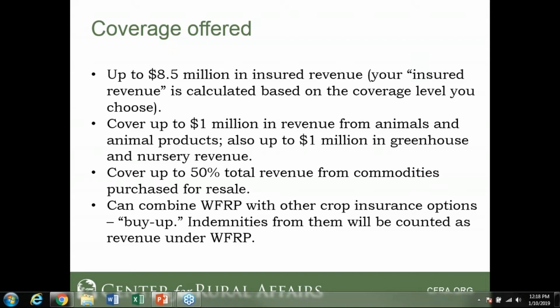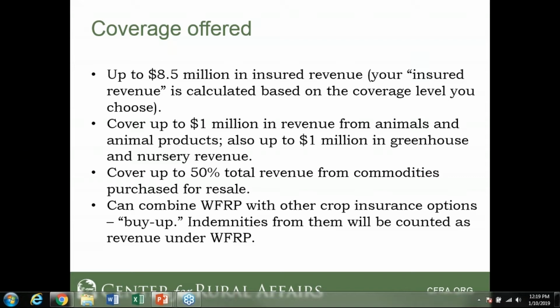You can also cover up to $1 million in greenhouse and nursery revenue. And the example that I heard from an RMA employee was this means bedding plants that are produced in a nursery, but it doesn't mean tomatoes that you grow in your hoop house and sell at farmer's market. I'll say that one more time because it was a little confusing. So this greenhouse and nursery revenue limit applies to things like bedding plants that you're raising in a greenhouse, but not to single tomatoes that you're growing in a greenhouse and then selling as food.